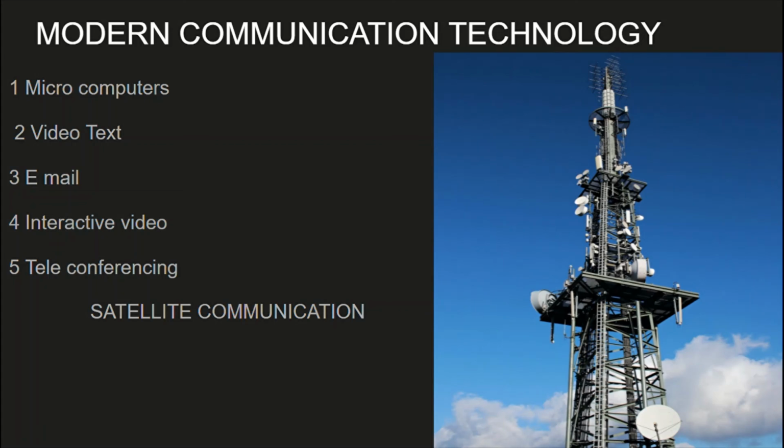Interactive video, video system which is the combination of computer and videos. It also consists of teleconferencing, like interactive group communication between geographically dispersed participants. Example, online classes are there, in which you have taken the classes throughout the year in 2020. Then what is satellite communication? Process of communication carried out with the help of satellite placed in a space is satellite communication.